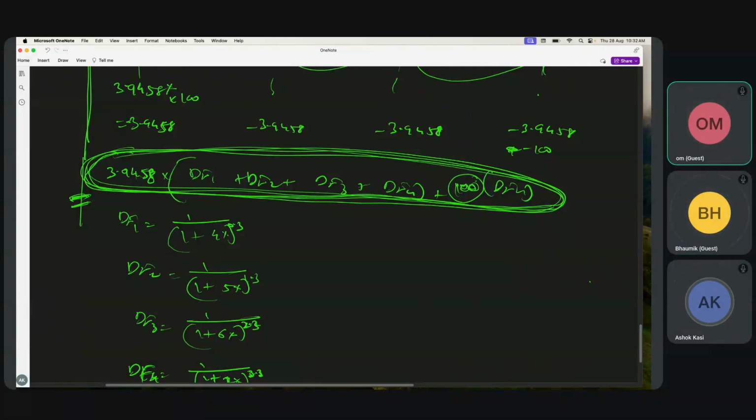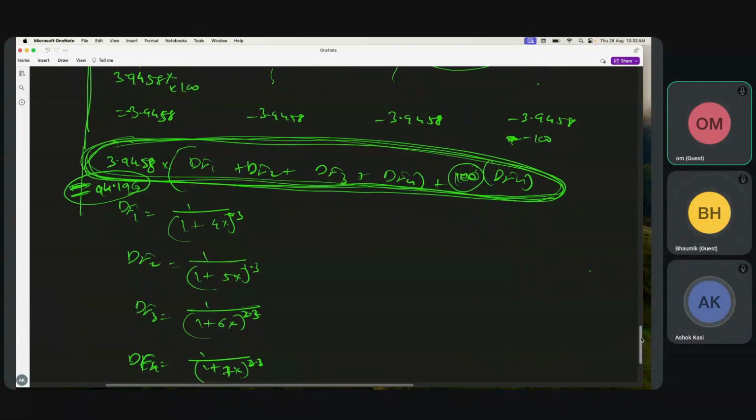$94.196. Is it right? Yeah, 94 point, correct. Wait, sir, I'm calculating. 94 point, what did you say? 196. Yeah. Okay. The last one is 1 plus 7% raised to 3.3. Yeah. Okay. This much we are paying, right? Similarly, we have to calculate the upper part, what we are receiving.